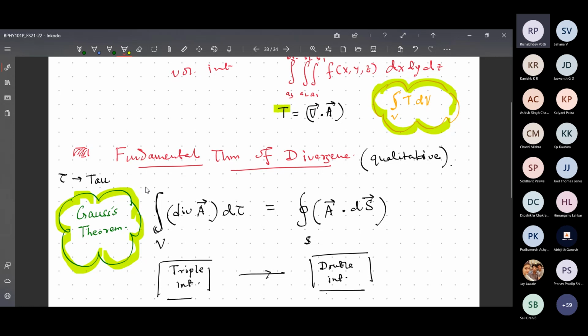Gauss has done it, and it is also called Green's theorem. But anyway, let us not go by the names. Gauss's theorem will be enough for you to understand. And it is also called the divergence theorem, the fundamental theorem of divergence.